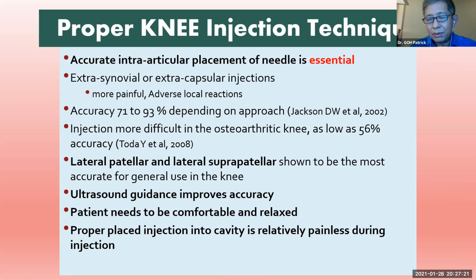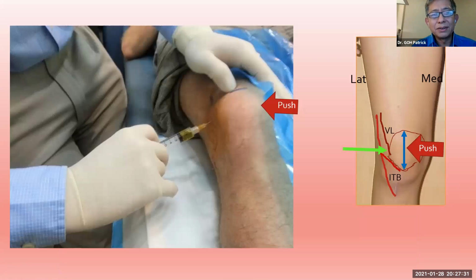And when the needle goes into the joint, even without local anesthesia, and you are giving the injection, it is usually painless because you're just injecting into a cavity. So this is me doing a lateral patella injection. We just go for that space between the IT band and vastus lateralis. We give the patella a little push to the lateral side, and it opens up the gap. We direct the syringe in the center of the patella.